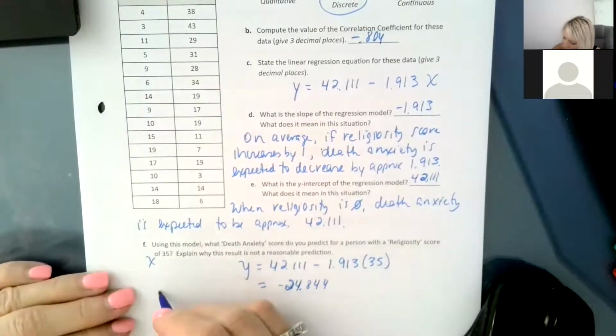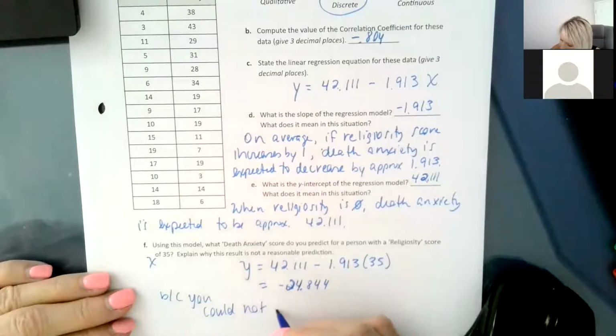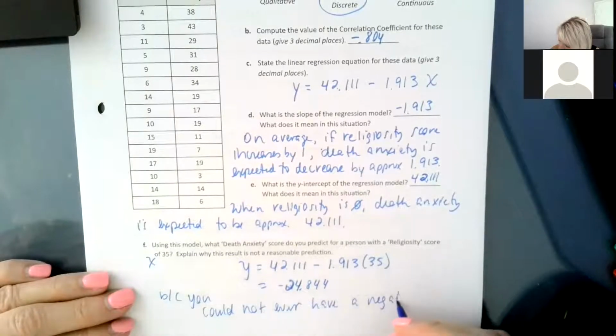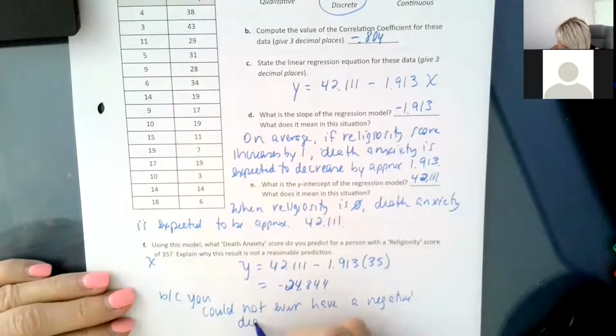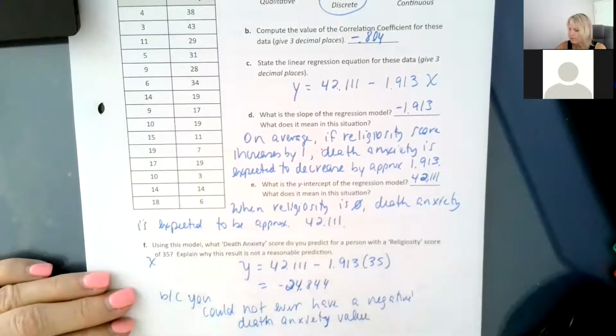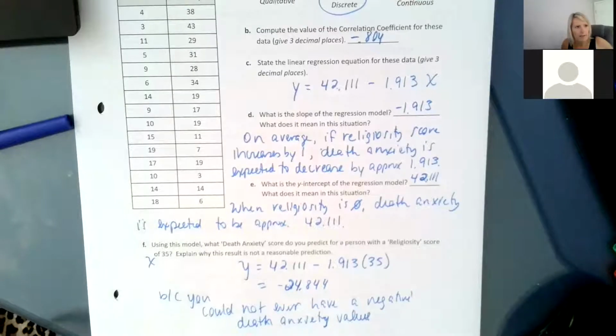Because you could not ever have a negative death anxiety value. No. So that's why that would be silly.